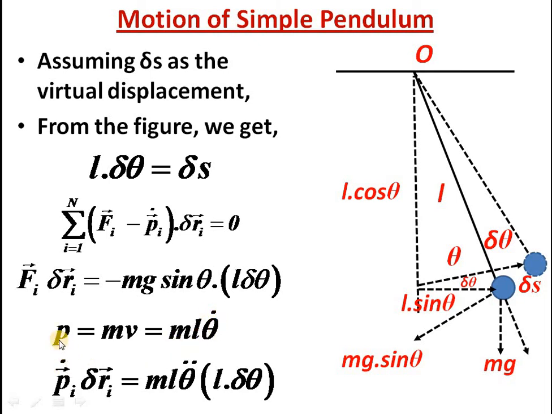If you take once again the differential, Pi dot, we have ml theta double dot. Other things are the same. So Pi dot is equal to ml theta double dot. We separately calculated Fi and Pi dot. Now we can insert them inside the D'Alembert's equation, and we will predict that the motion is periodic, oscillatory. So a prediction comes by formulation. Let us see whether the prediction becomes true or not, whether it is an oscillatory or periodic motion.